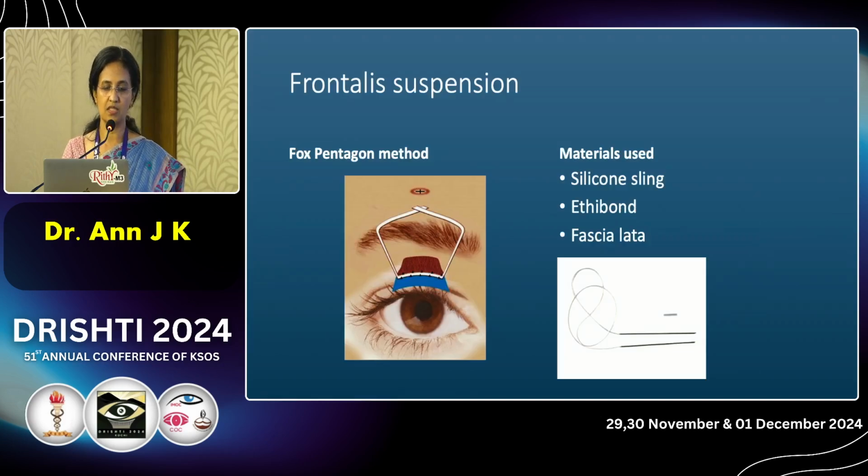Next comes frontalis suspension. There are various methods. I do the Fox pentagon method. So five incisions will be there: two above the lid margin in line with the pupil, two in line with the medial and lateral canthus over the eyebrow, and a central main incision at the pupillary line. Materials used: we commonly use a silicone sling. It has two attachments at both ends, a malleable needle and a sleeve through which the sling passes.